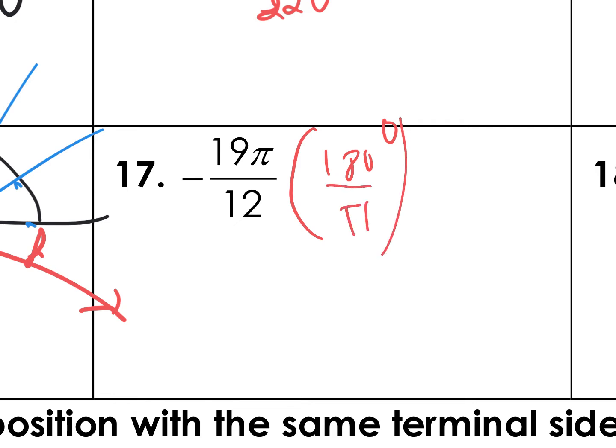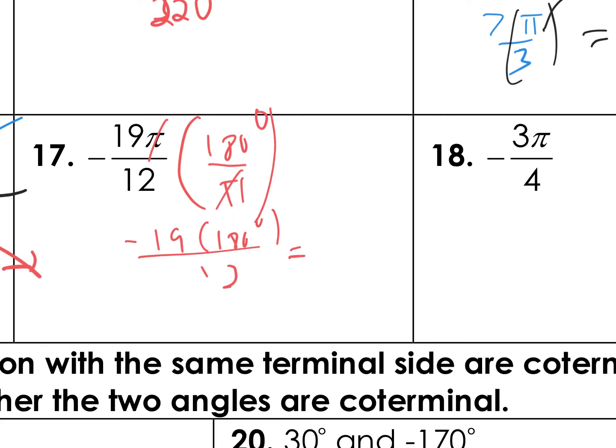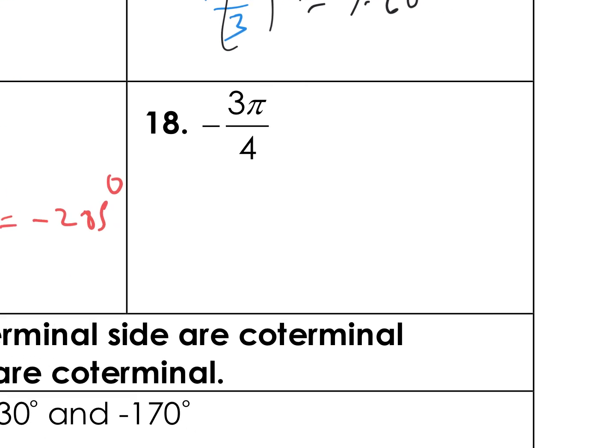Now, I got to give you a disclaimer. Not every radian problem is written with pi in it, but these all are. So that turns into a negative 19 times 180 degrees over 12, whatever that is. Negative 285. Negative 285 degrees exactly? Yes. Okay, is there a shortcut for 18?